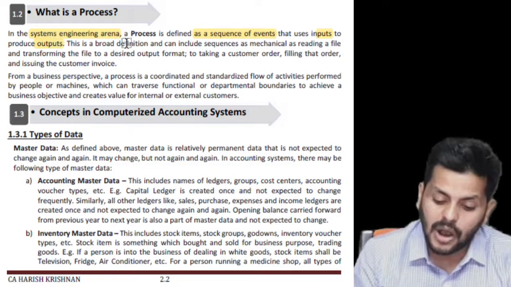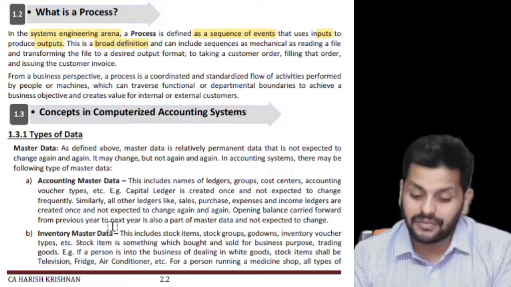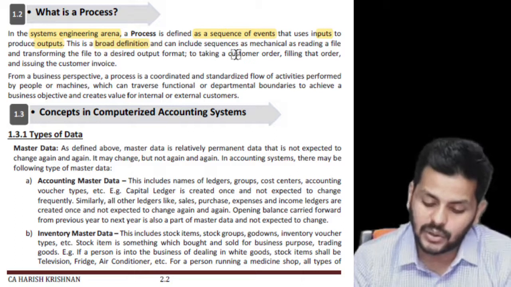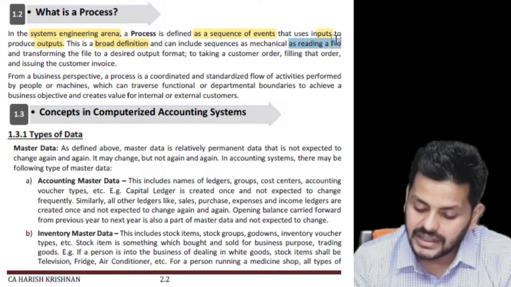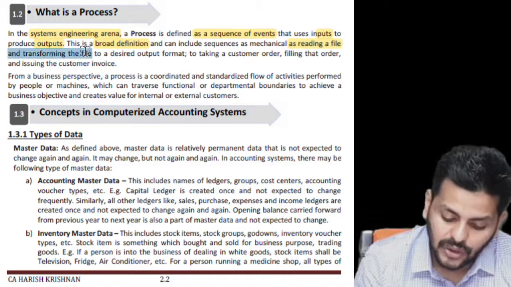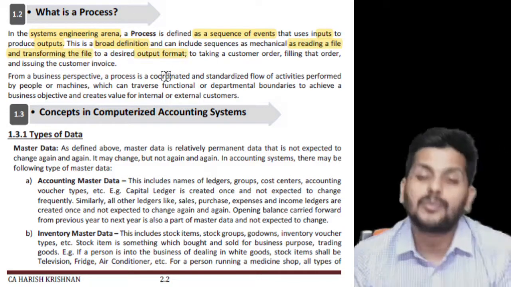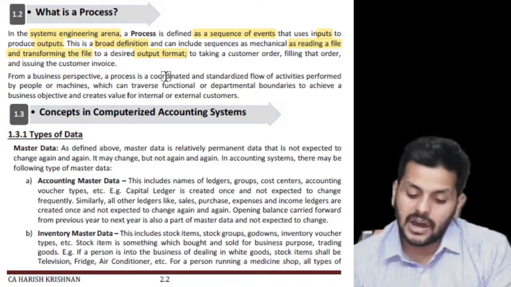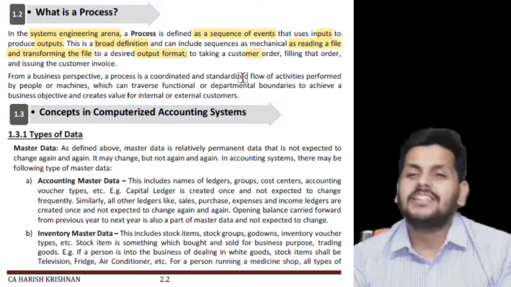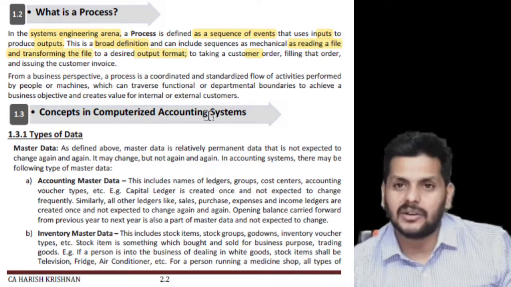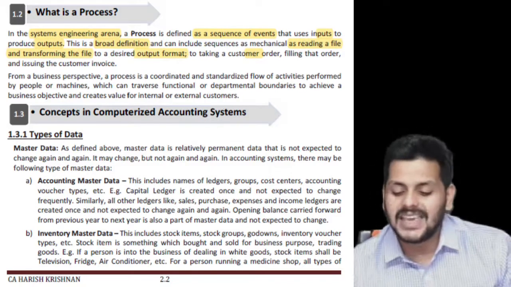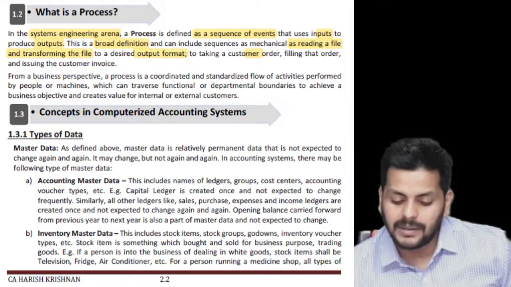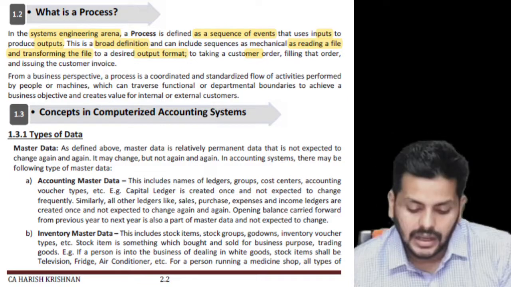This is a broad definition and can include sequences as mechanical as reading a file and transforming the file to a desired output format, or taking a customer order, which is the sales process, or procuring goods, the purchase process. So what is a process? A sequence of events which starts from input and then produces the output.